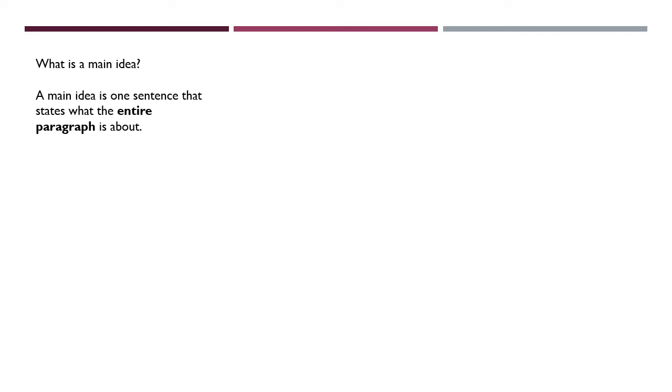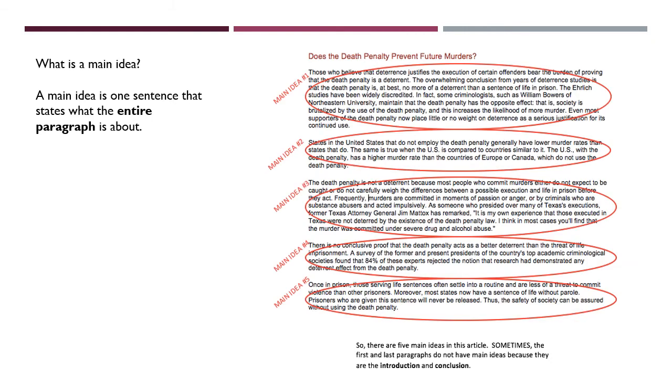It's also stated in only one sentence, but it is the one sentence that tells us what the entire paragraph is about. So while the central idea is one sentence that tells us what the entire article is about, the main idea tells us what the entire paragraph is about. So let's look at the same article.